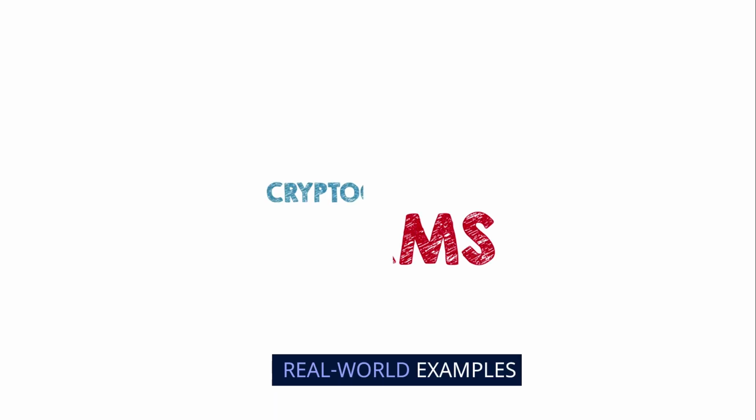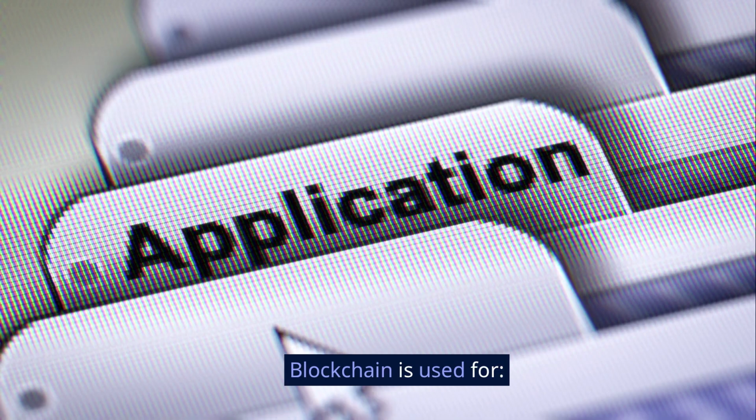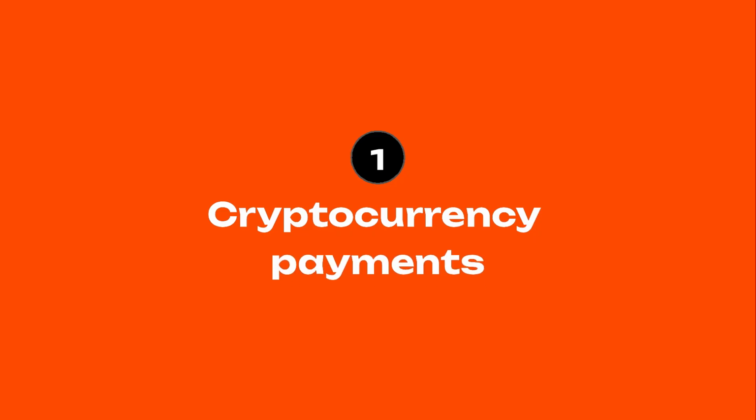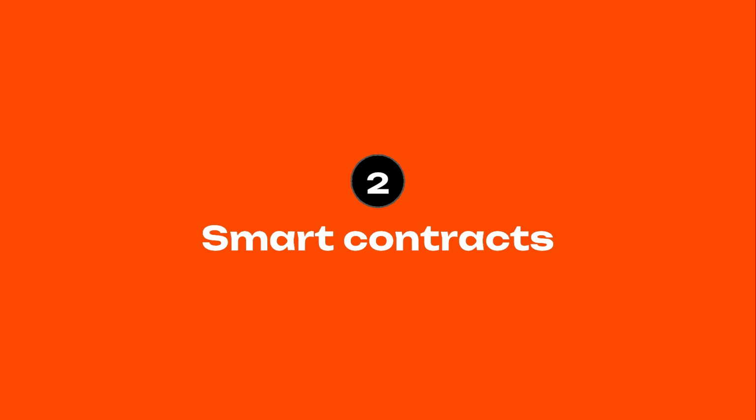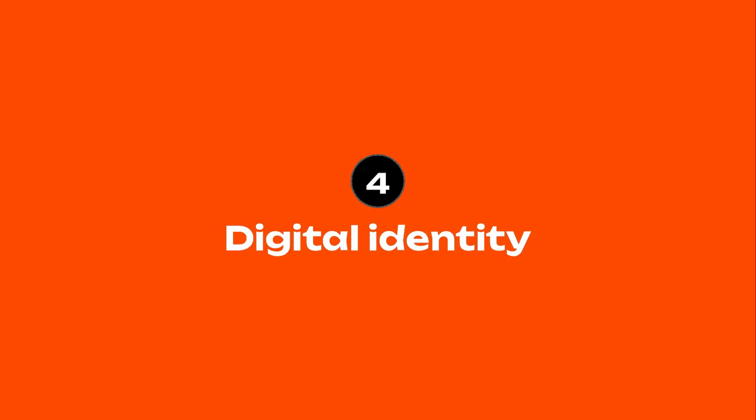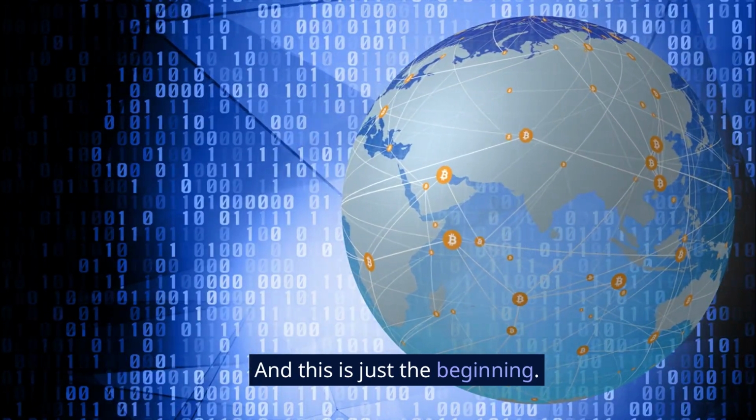Real-world examples. Blockchain is used for cryptocurrency payments, smart contracts, supply chain tracking, digital identity, NFTs and digital ownership. And this is just the beginning.